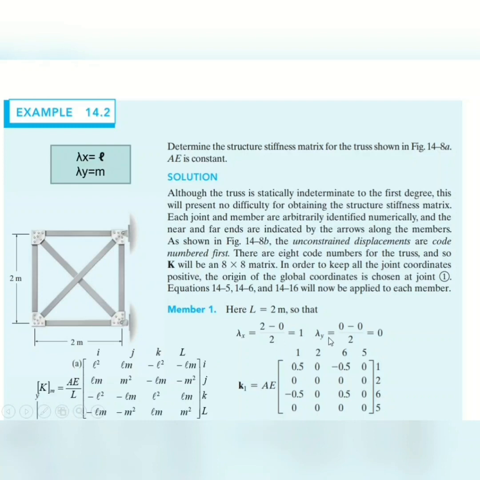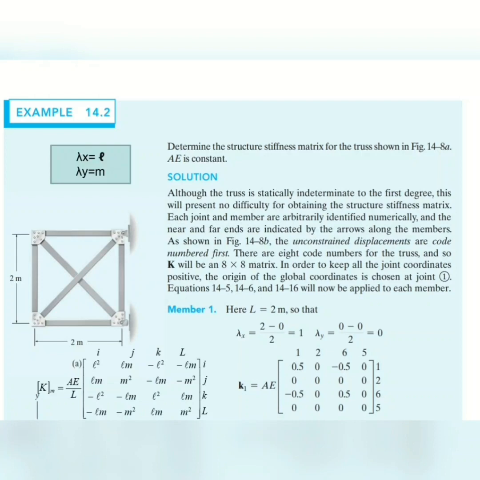And the same for y, lambda y is m, it's the vertical distance. This member has no vertical distance at this point, and the same for this point. So both are 0. 0 minus 0 divided by L, L is 2, so it's 0. You need to remember one point: before you put these values in, divide this value by L. Why? Because this equation is AE divided by L, so you are dividing initially by L, so don't make it more difficult for yourself.